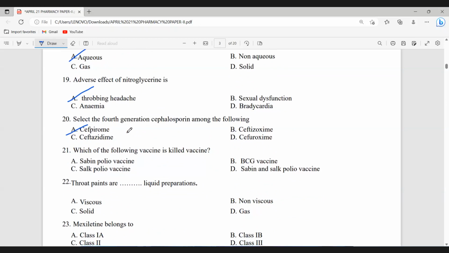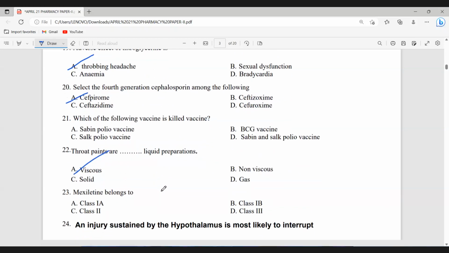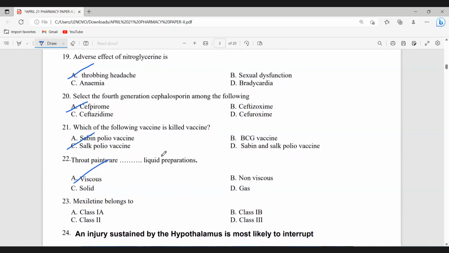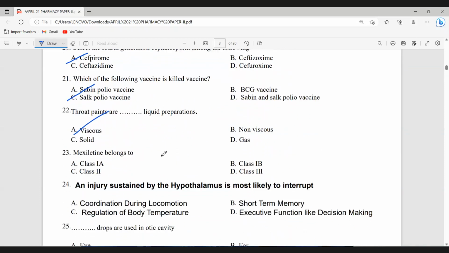21, the throat paints are dash liquid preparations. This is a direct question, a repeated question, that is viscous. 21. Which of the following vaccine is killed vaccine? Which of the following vaccine is killed vaccine? That is Salk polio vaccine. Then 23.